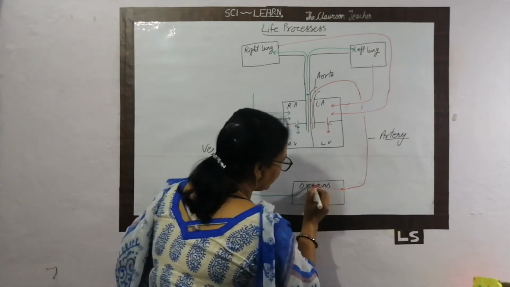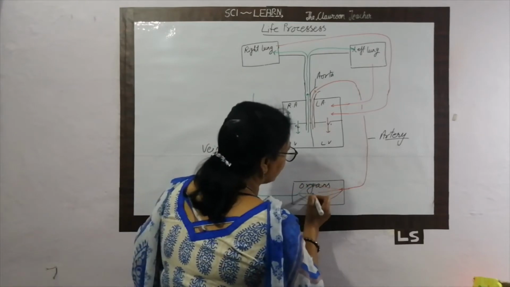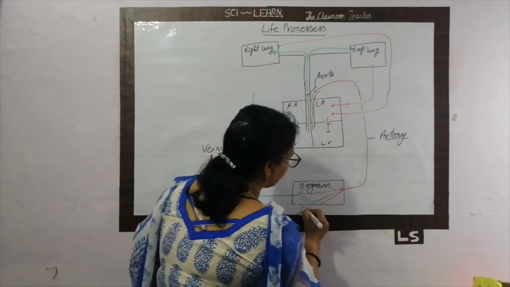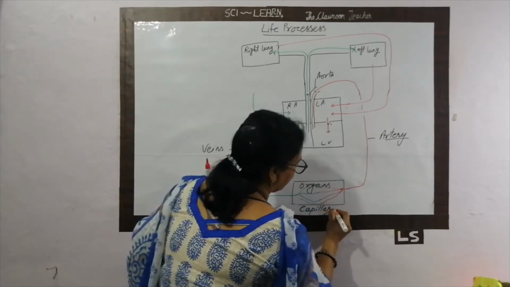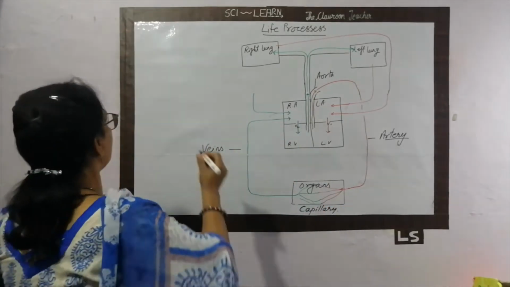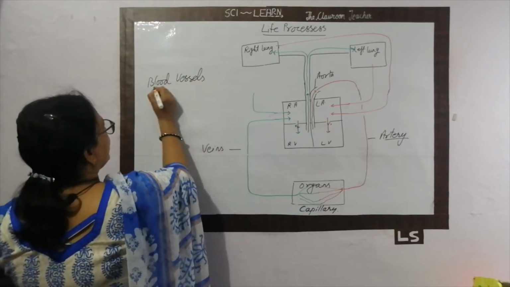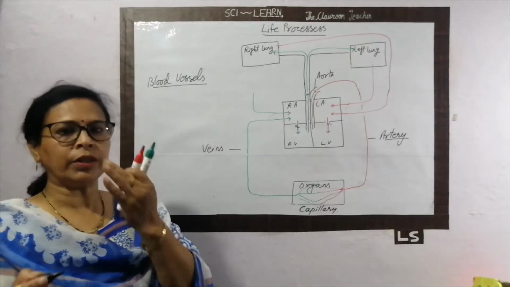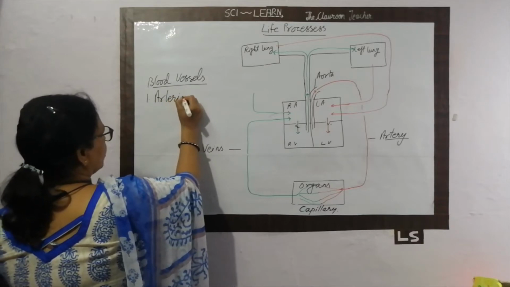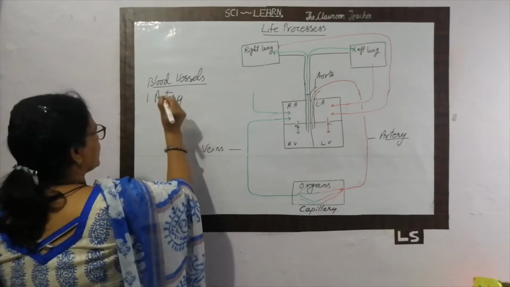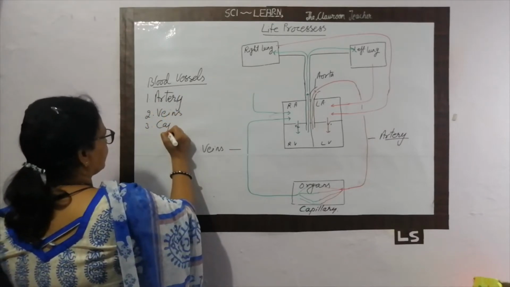And at times they are joined with each other like this, and this thinner part is called the capillary. So blood flows with the help of blood vessels. Blood vessels help to circulate or transport the blood in the body. Blood vessels are of three types: artery, plural arteries; second, vein; and third, capillary.